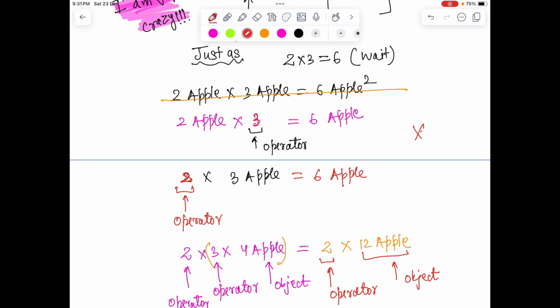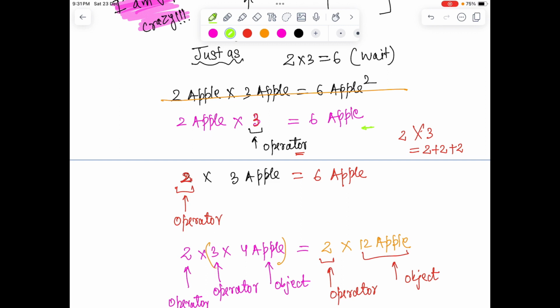And that makes sense because multiplication is even repeated addition. So when I talk about 2 into 3, it might feel like adding 2 apple 3 times, or vice versa, 3 apple 2 times. And that's quite convincing. So here we can clearly see 3 behaves as an operator. So 2 apple into 3 equals 6 apple.